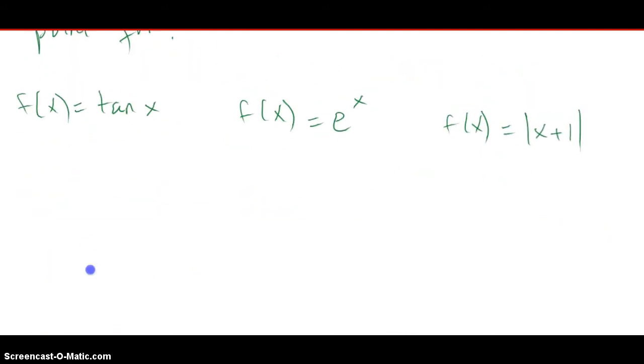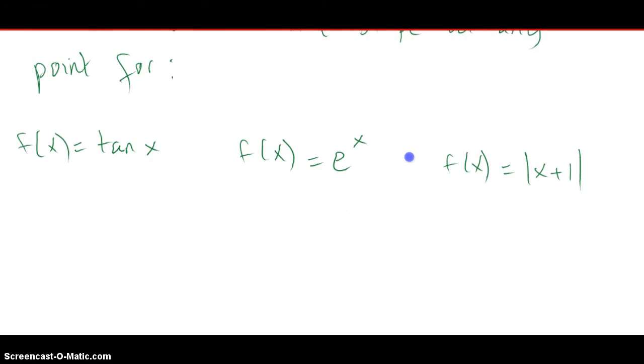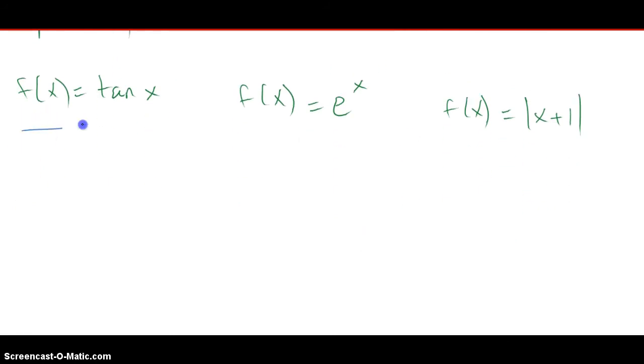Write, but do not evaluate the limit that would determine the slope at any point. Again, all that's saying is find the derivative, but in this case you don't actually have to keep going and work out what it is. So for this first one, let's just do this one here right now.